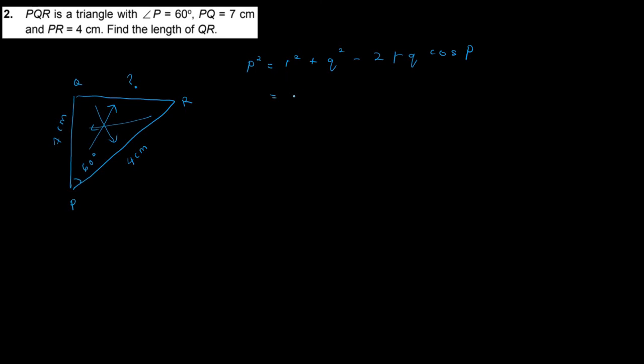R square is 7 square plus q square is 4 square minus 2rq cos p, 60 degrees. And if you calculate this correctly, you will get 57. On the left, originally is p square, so bring the square to the other side, square root. Square root of 57 is 6.08 cm. And that is the length of QR.